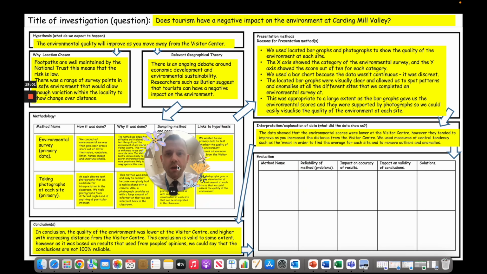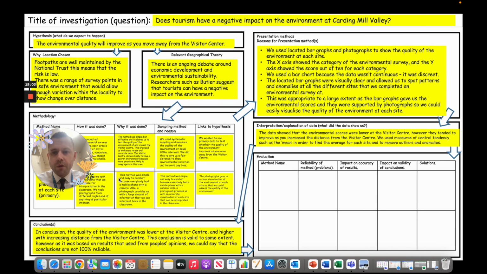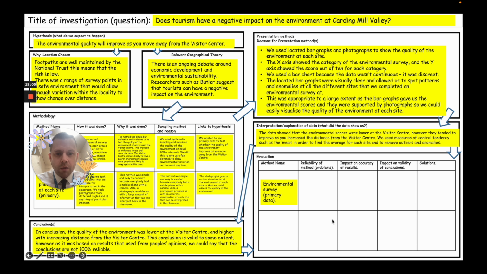I'm going to move my face. I'm going to put it over here by the methods because we're going to get the methods up here again, aren't we? So, method name, environmental survey. Reliability. How reliable, what problems? So I've written, the method was reliable. However, it was based on people's opinions and people have different opinions. One person's perception of a clean environment may be different to another person. So that's a problem. So we're talking about reliability.